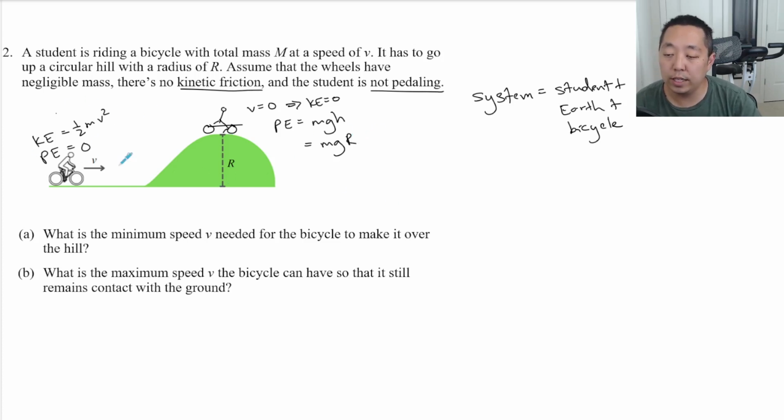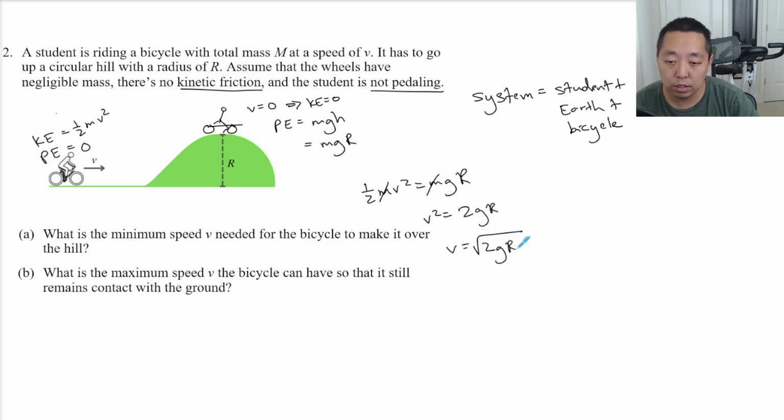So here we're going to say the two energies are equal to each other. The total energy here equals the total energy here because there's no work, right? So we're going to say 1/2 mv squared is equal to mgr. The m's cancel, and you want to solve for v. So v squared, multiply both sides by 2, is 2gr. v equals root 2gr.